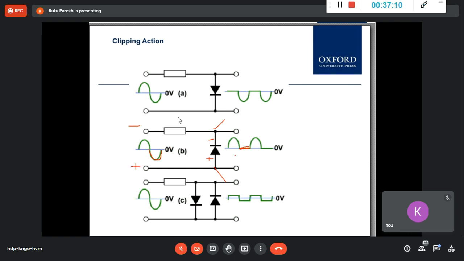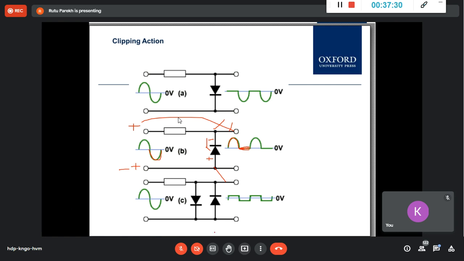And for the positive half, it is open. A plus, A minus, it is open. All the voltage will appear here. So this positive half will follow this output. Clear? Yes, ma'am. Very good.